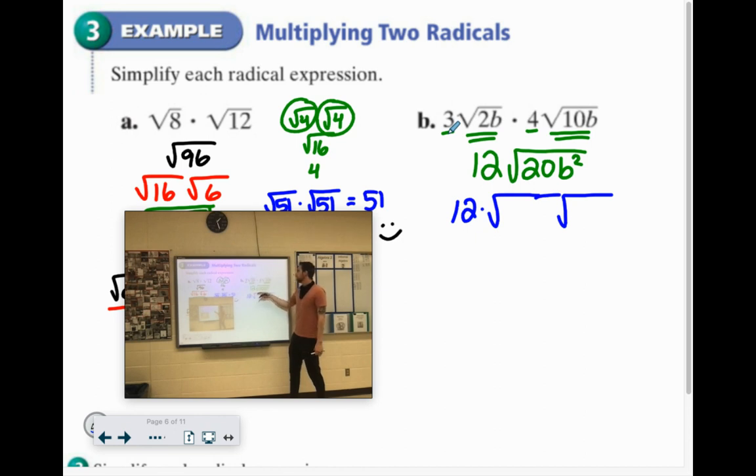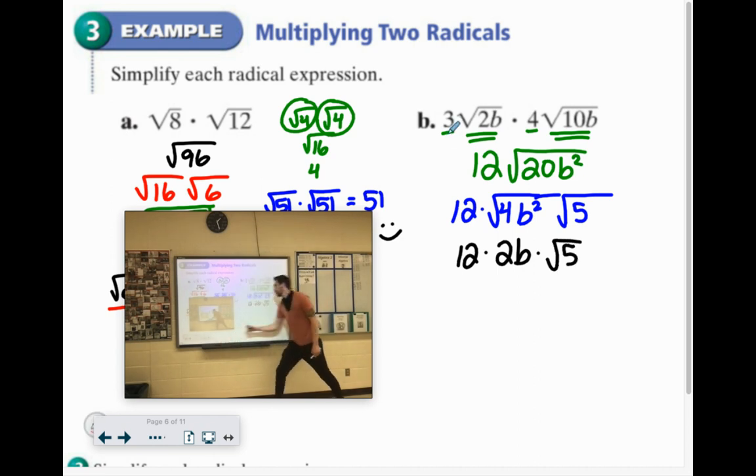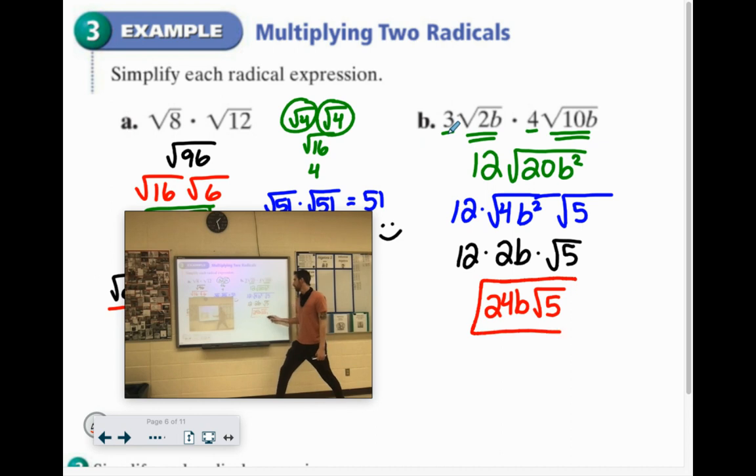All right, so we got the 12 out there. 20, I know it's 4 times 5. B squared, that's perfect. 12 times square root of 4b squared would be 2b, or not 2b. I mean, that is the question after all. And then we multiply that with 12. 2 times 12 is 24. So 24b root 5. Yes!